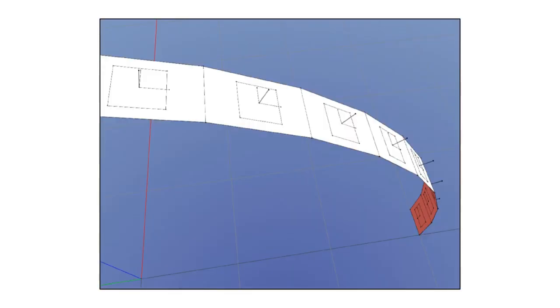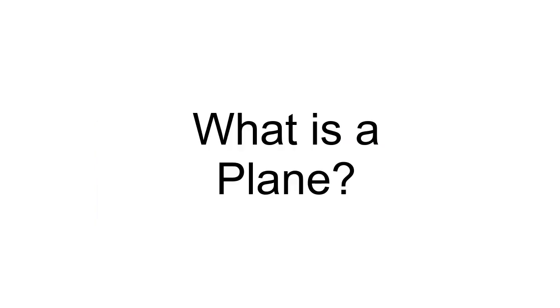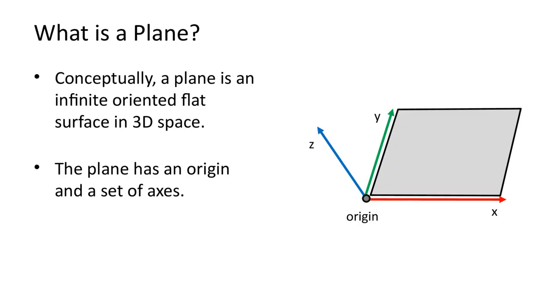In this video, we will look at planes in Mobius. Conceptually, a plane is an infinite flat surface. The plane has an origin and a set of local axes that give the plane a particular orientation. The plane's surface is defined by the local xy plane. So the local z-axis is perpendicular to the plane.